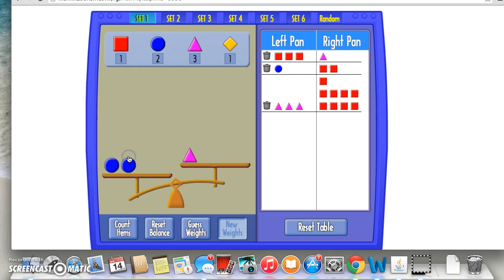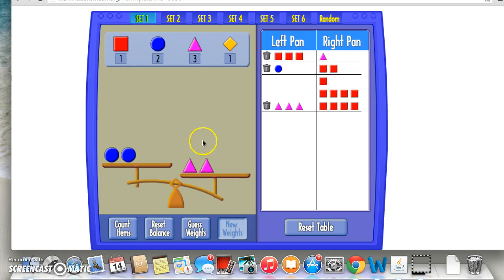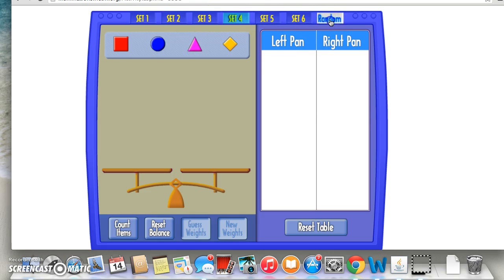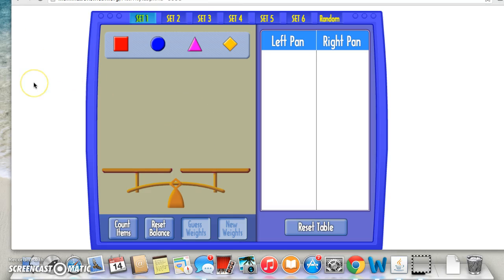on their papers with the different shapes to figure out, okay, how many triangles I need to balance 2 circles. There we go. Well, 3 blue circles and 2 triangles. And then the kids have set 2, set 3, set 4, they have all of these sets, or we can randomize it. And this would be a great resource for the kids to do algebra, but also having fun and integrating technology by using these virtual manipulatives in order to support their algebraic reasoning.